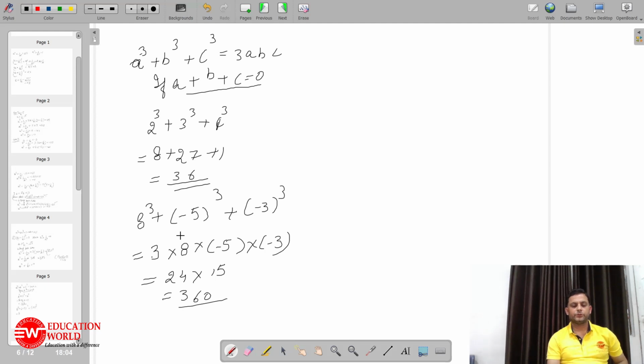No need to do the cubes separately, but I have to check the condition first. I have to check this condition first. This condition must be checked.